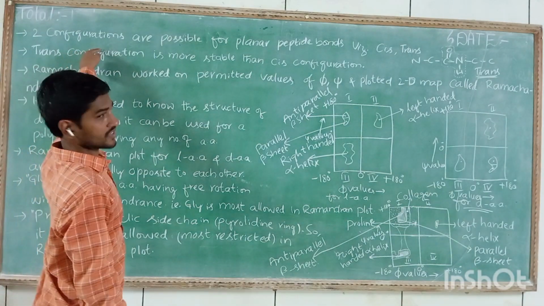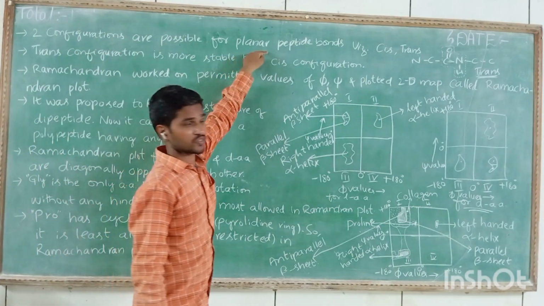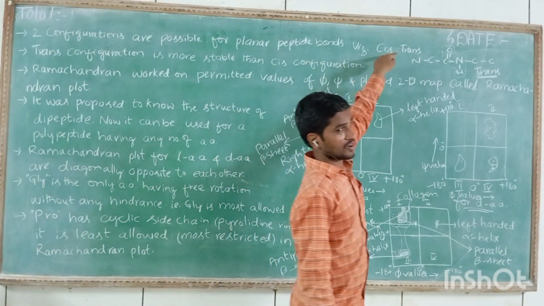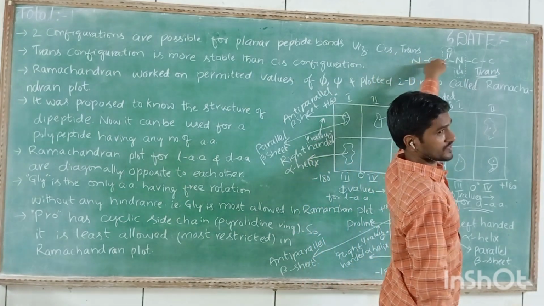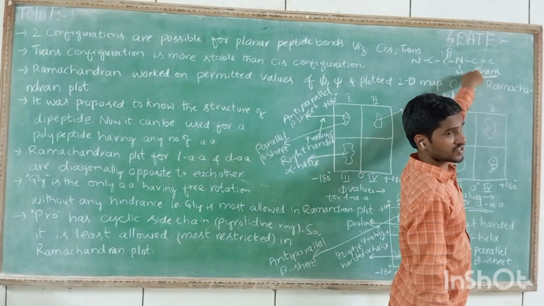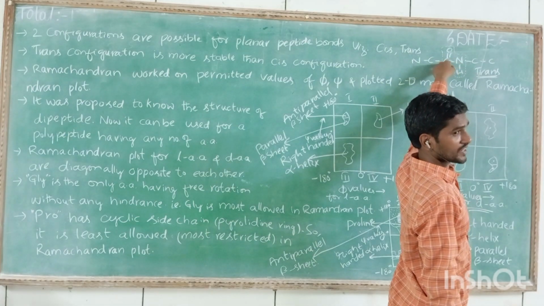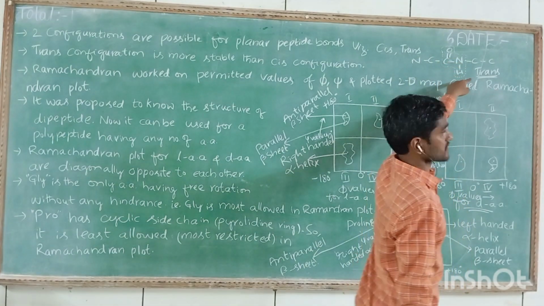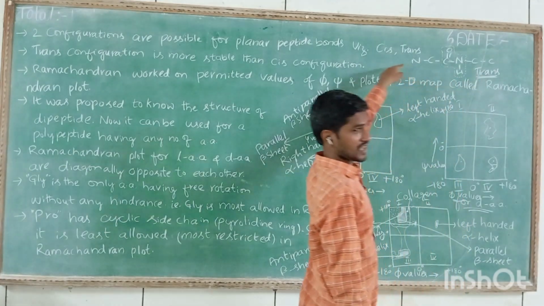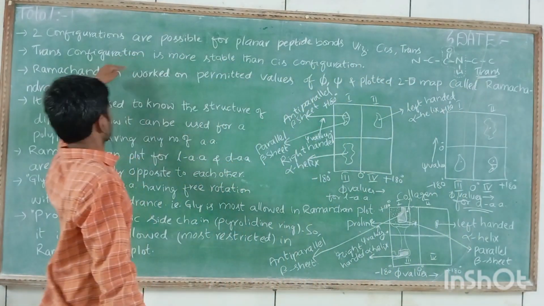Two configurations are possible for a planar peptide bond, that is cis and trans. You can see in this case the trans configuration shows CO and NH opposite to each other, having 180 degrees of angle. So this is called trans configuration. Trans configuration is more stable than cis configuration.